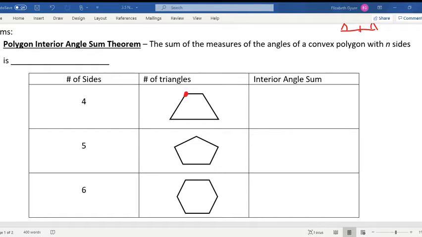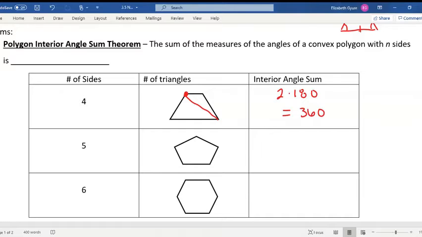In this situation, if it's a 4-sided shape, you can only draw one diagonal. Now, what that does is it splits your shape into 2 triangles. We know each triangle is going to have an angle sum of 180. That was from last class. And if you have 2 of them, you could do 2 times 180, which will give you an interior angle sum of 360 for a 4-sided shape.